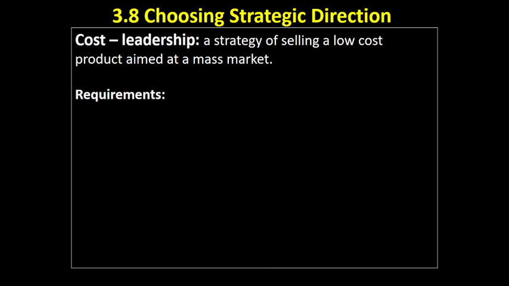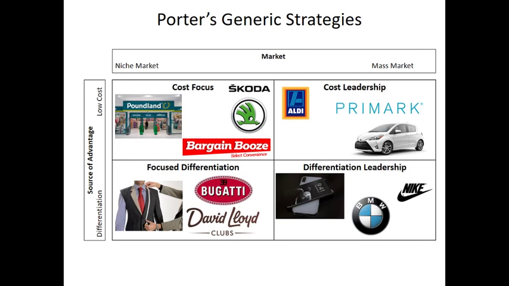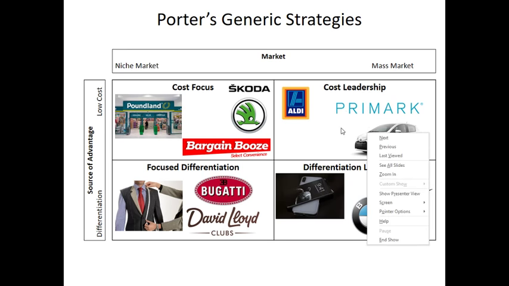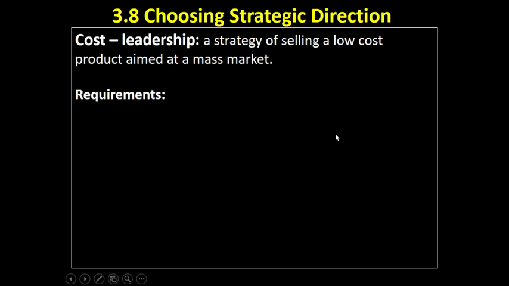So cost leadership is the strategy of selling low-cost products aimed at the mass market. This is quite a common strategy. We're aiming for cost leadership. A couple of examples there, and I'm sure you can think of others of your own. Well, what does a cost leadership strategy need if an organisation is to follow it?